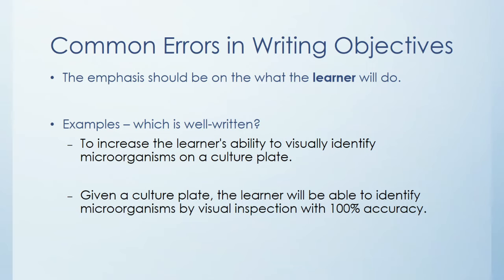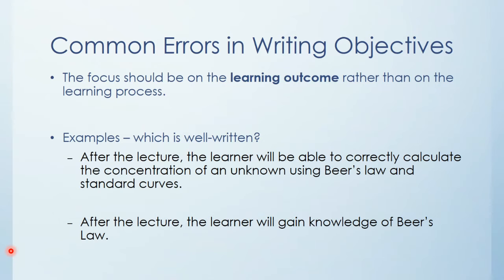The first one is to increase the learner's ability to visually identify microorganisms on a culture plate. This one sounds like the teacher's trying to increase the learner's ability. And then, given a culture plate, the learner will be able to identify microorganisms by visual inspection with 100% accuracy. So this one's talking about what the learner will do. So this, number 2, is the better objective.